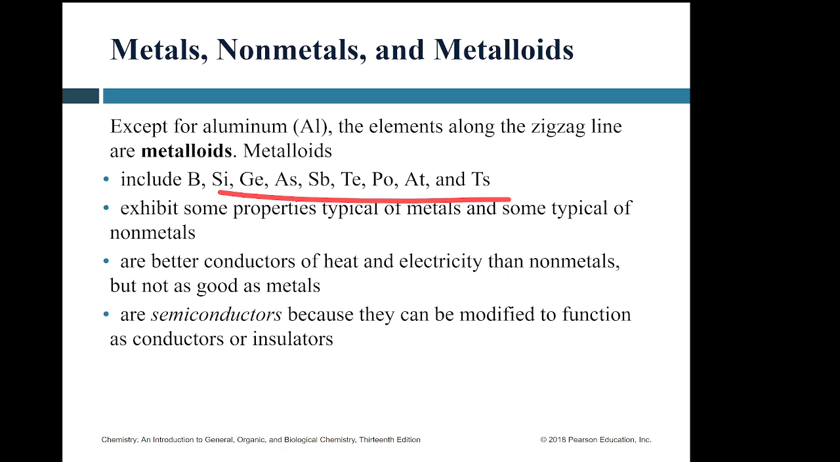Metalloids exhibit some properties that are typical of metals, and some that are typical of nonmetals. They typically are better conductors of heat and electricity than nonmetals, but not as good as metals. A lot of them are semiconductors, or can be made into semiconductors fairly easily. This is because they can be modified to function as conductors or insulators, which is what semiconductor actually means. So they're a bit of both. Notice that silicon and germanium are on that line. Your computer chips are made out of silicon.